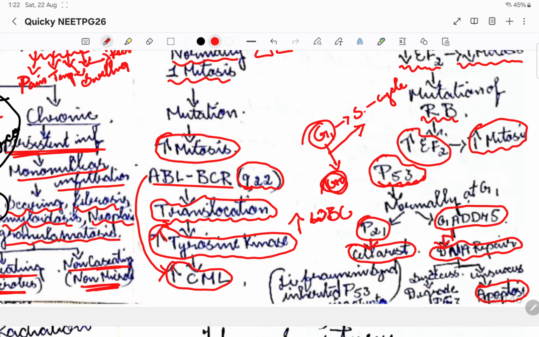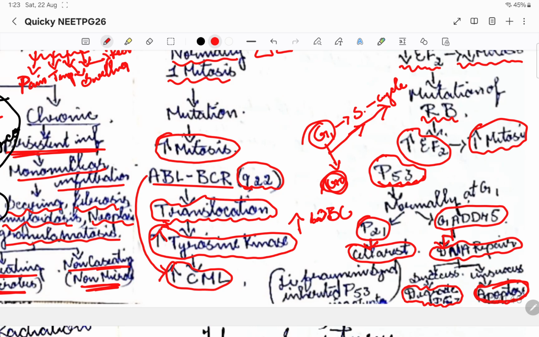Then if it is successful, the cell cycle will continue, and P21, GADD45, all of this will degrade. So in that way, if it is successful, it will allow the cell to continue. If it is unsuccessful, it will tell the cell to go under apoptosis. That's it. So this is how P53 will work.